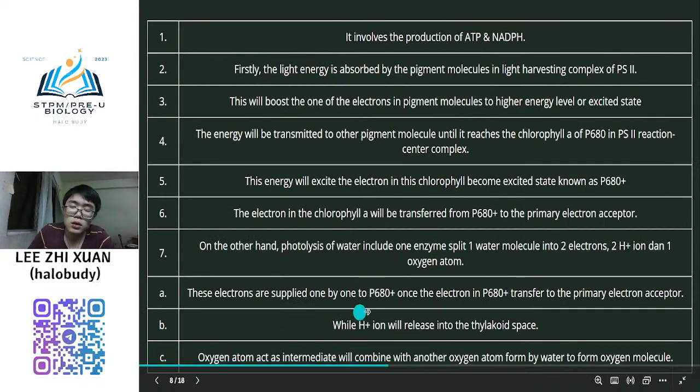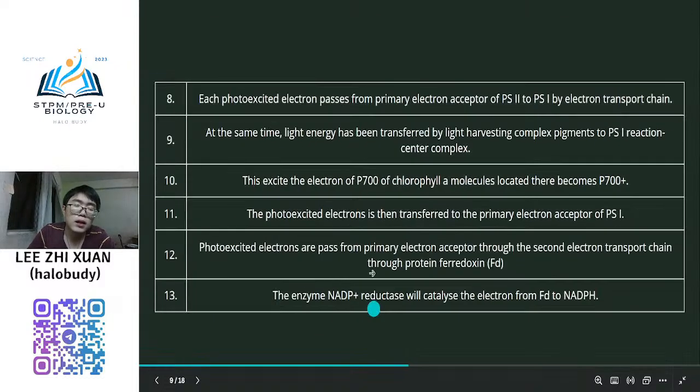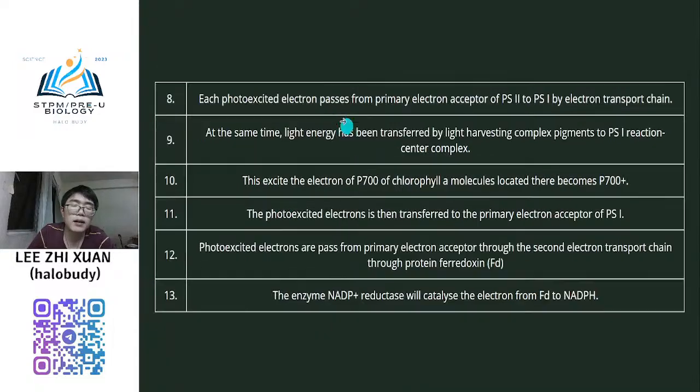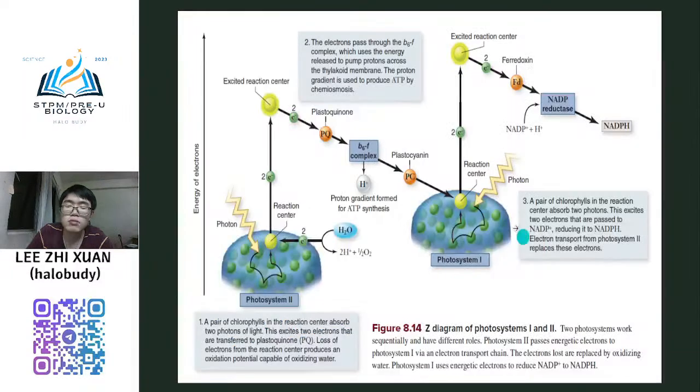Okay, so I think that's okay. This one is the first part. Later, the photoexcited electron from the primary electron acceptor of PS2 goes to PS1 by the electron transport chain. At the same time, light energy is transferred by the light harvesting complex pigment to the PS1 reaction center complex. So the reaction center becomes P700 plus. The photoexcited electron is then transferred to the primary electron acceptor. So this one is the same as the earlier process.